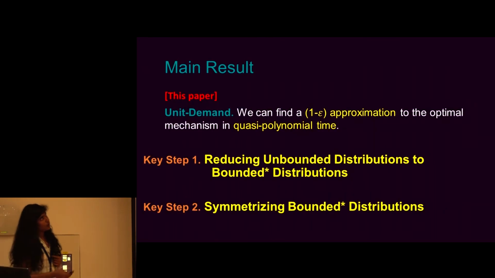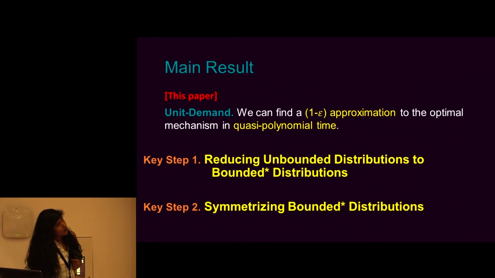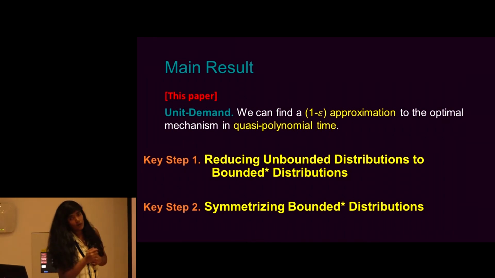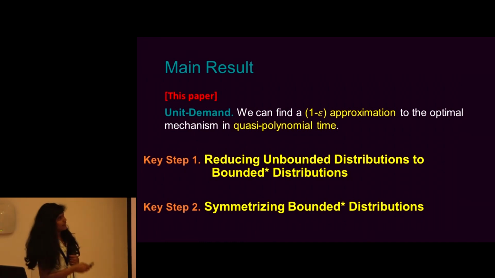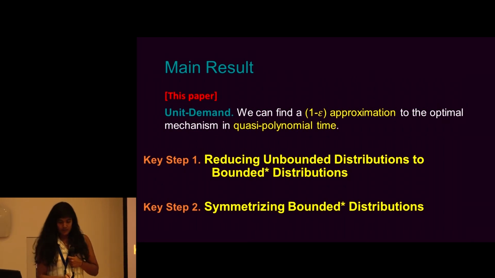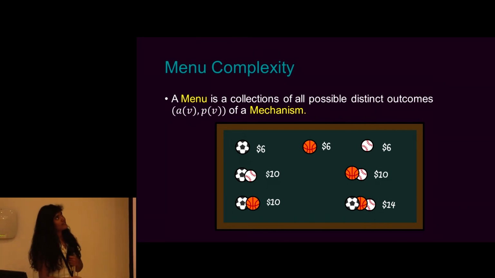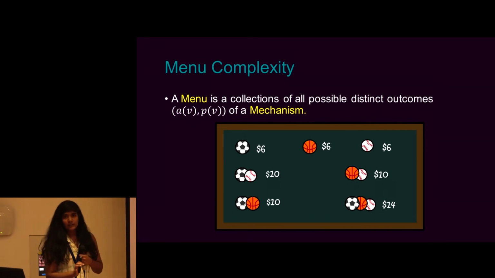Okay, coming back to the main result. We get a 1 minus epsilon approximation to the optimal revenue, and we can find this in quasi-polynomial time. The key steps are reducing unbounded distributions to almost bounded distributions and symmetrizing almost bounded distributions. Now let me change gears and talk about a different lens of using menu complexity.